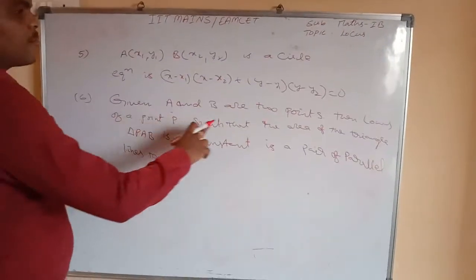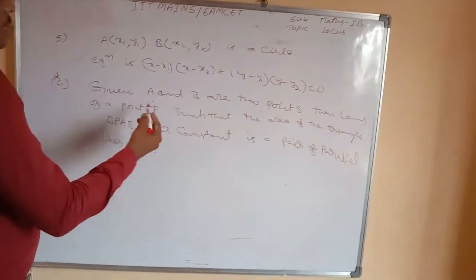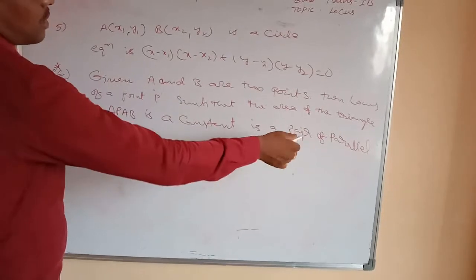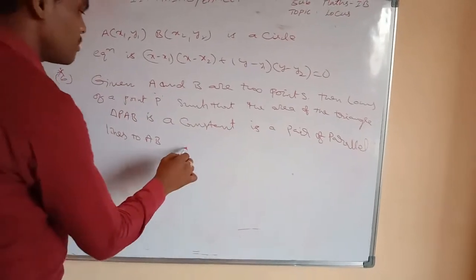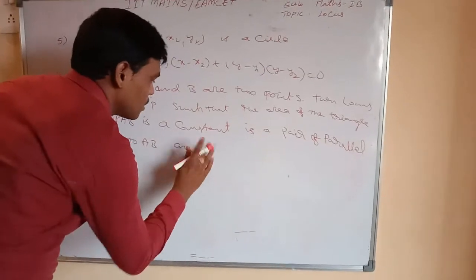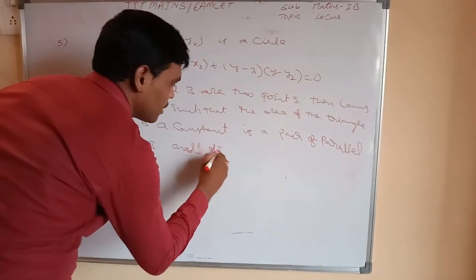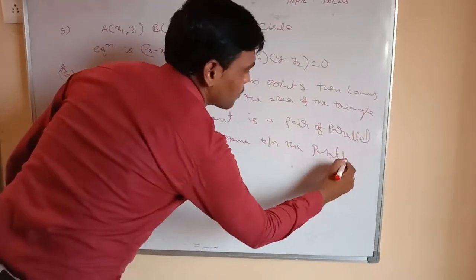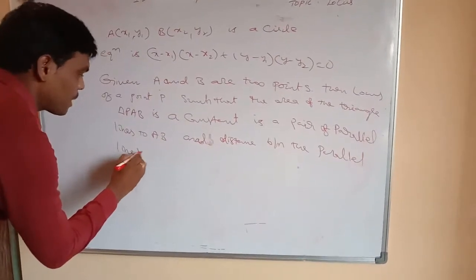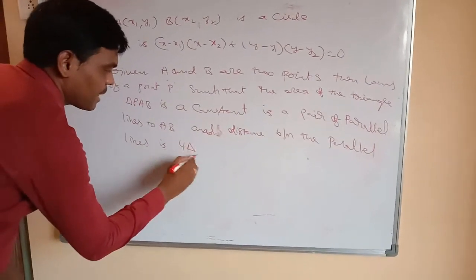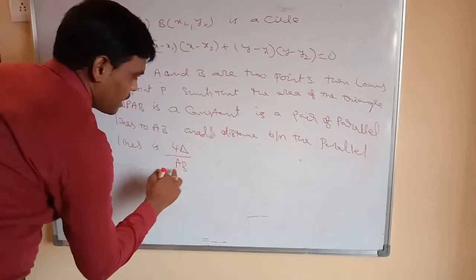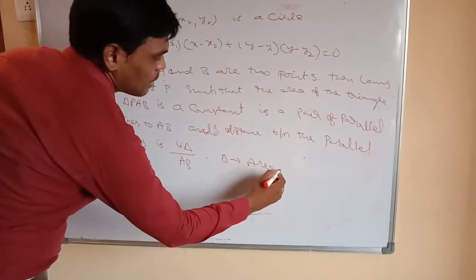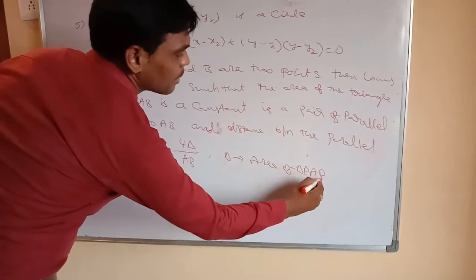Now I repeat, the most very important property. If A and B are 2 points, then the locus of a point P such that the area of the triangle PAB is a constant is a pair of parallel lines to AB. Now the distance between the parallel lines is 4 delta by AB, where AB is the distance between the points, where delta is the area of the triangle PAB.